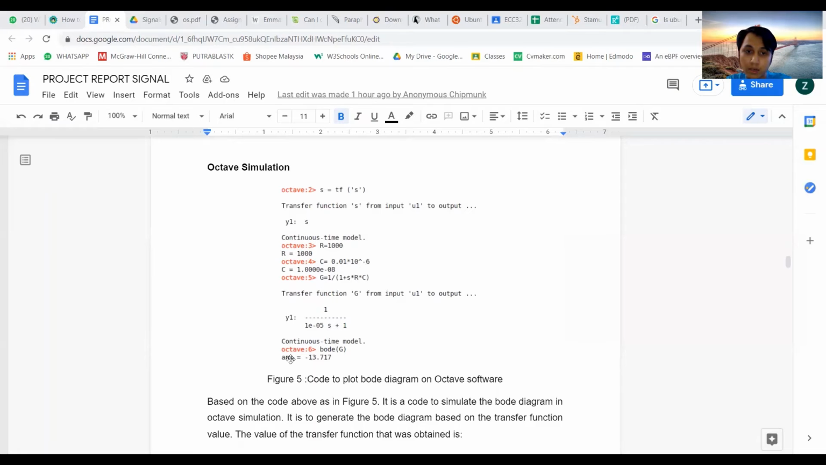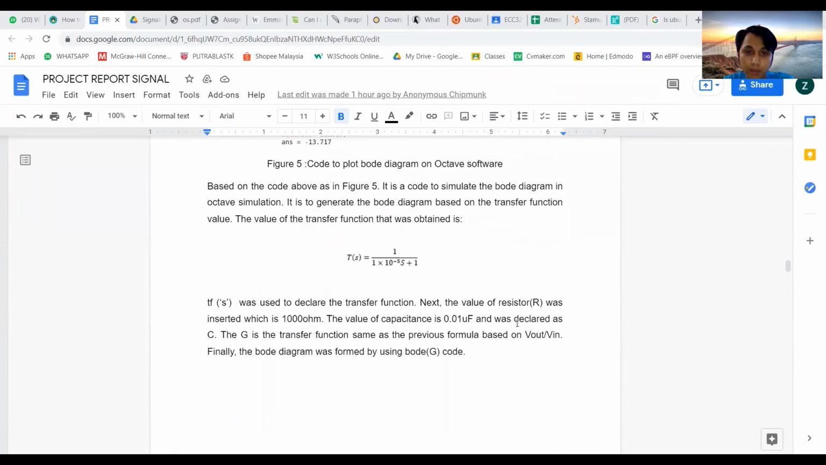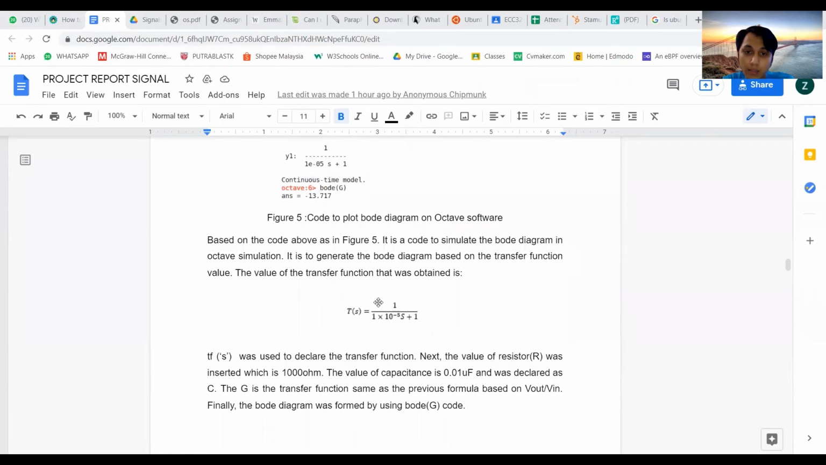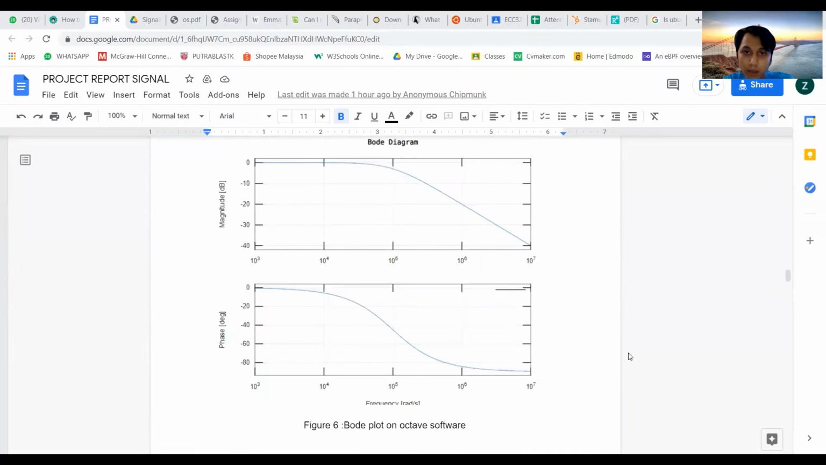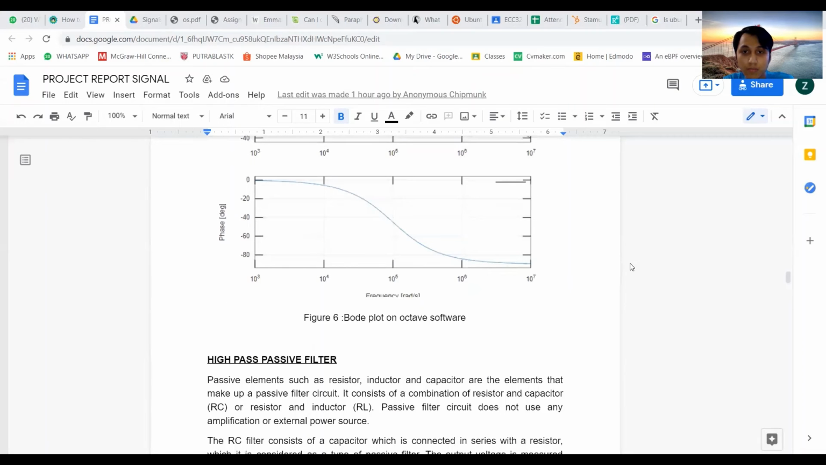So this is the answer for our transfer function, which is negative 13.717. So this is the transfer function that we get, which is 1 over 1 times 10 to the minus 5 s plus 1. And this is the Bode diagram that was generated from Octave simulation. I think that's all from me.